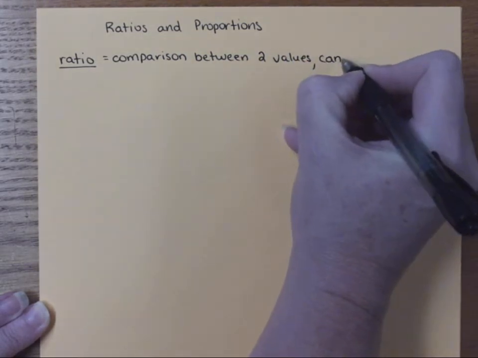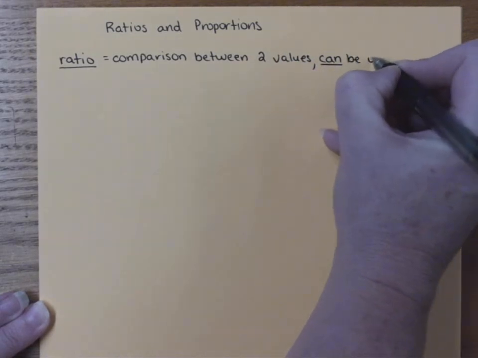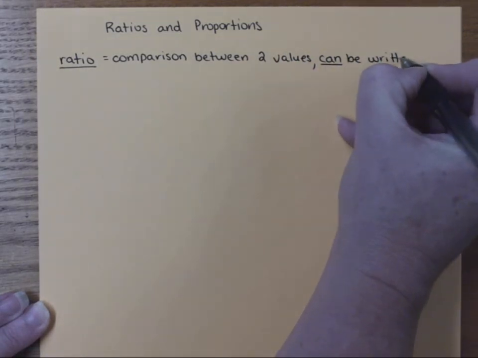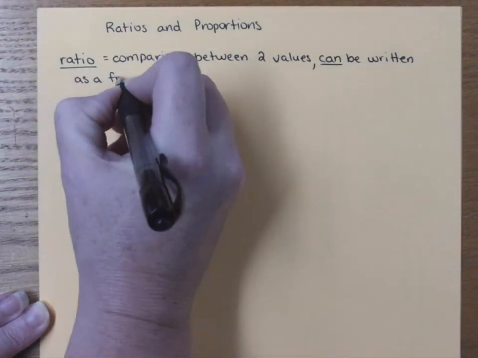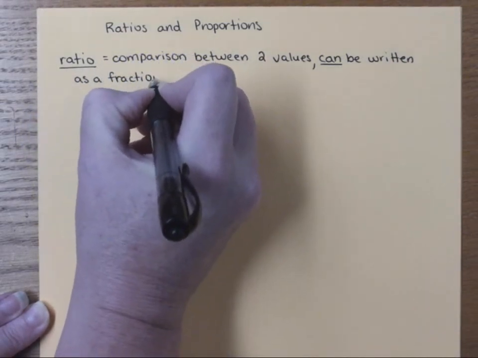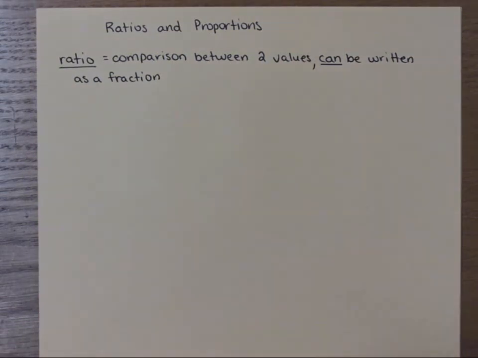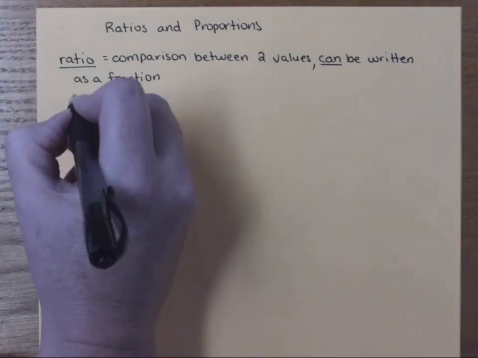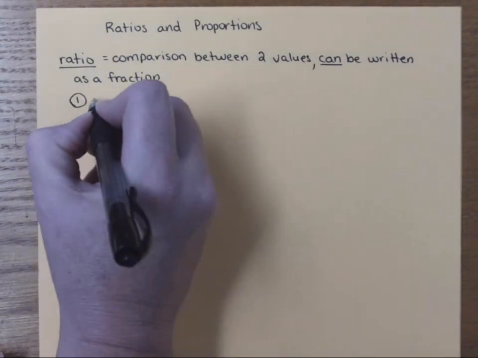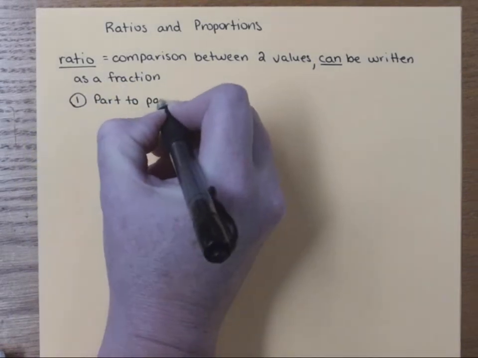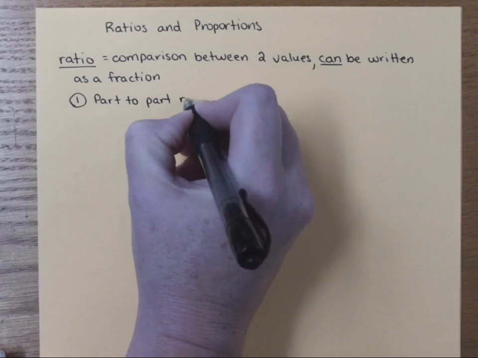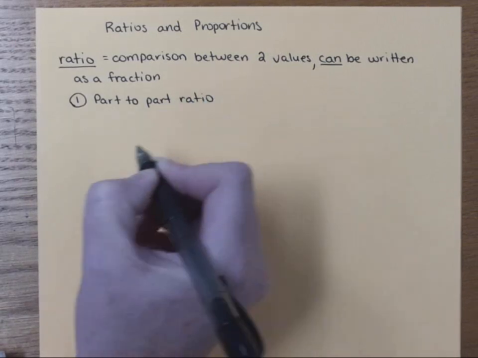It can be written as a fraction, but maybe certain types of ratios are kind of confusing as fractions, so we're going to talk about which ones should or shouldn't be written as fractions. We have two main types of ratios. The first one is a part-to-part ratio, in other words, comparing a part of something to another part.